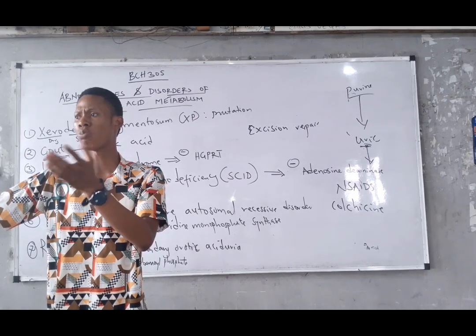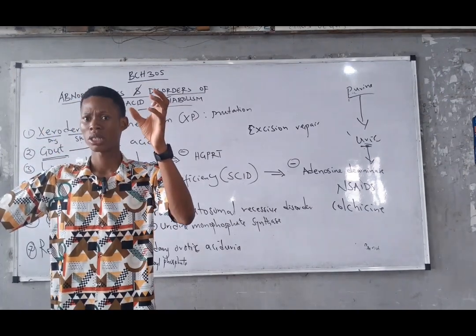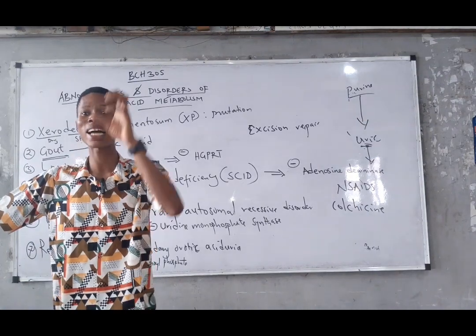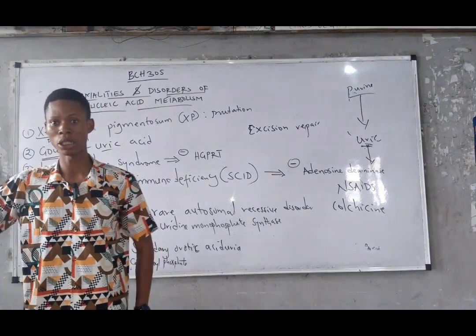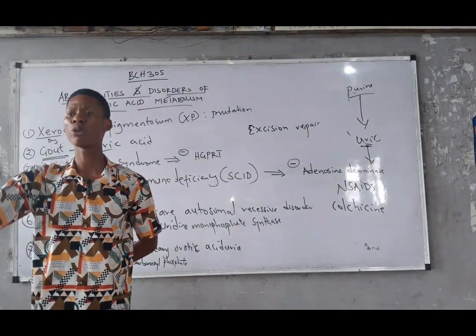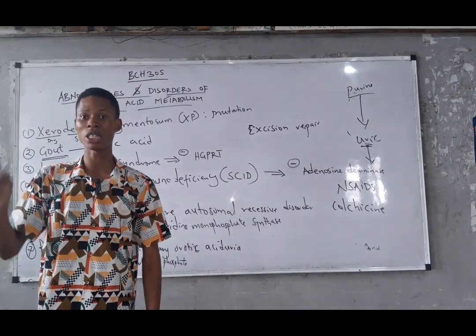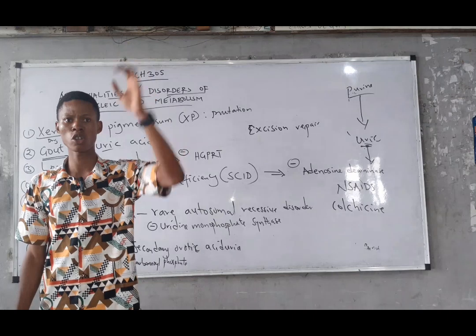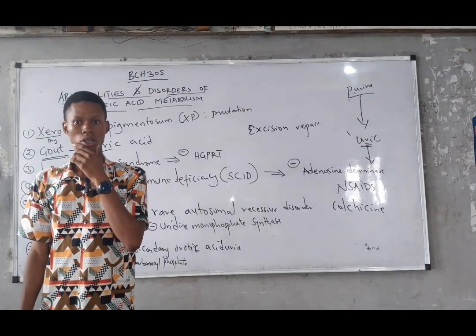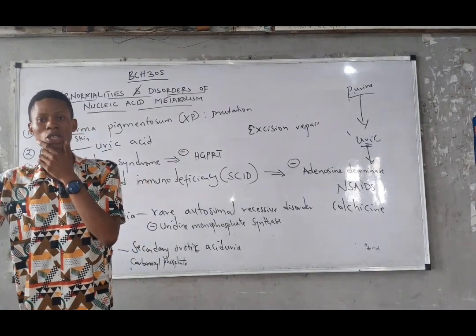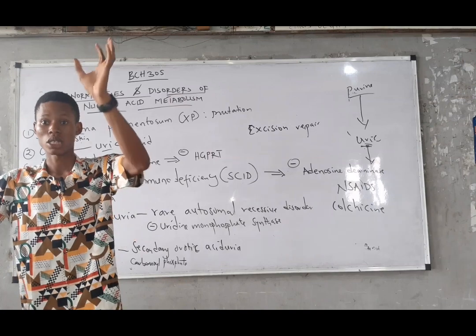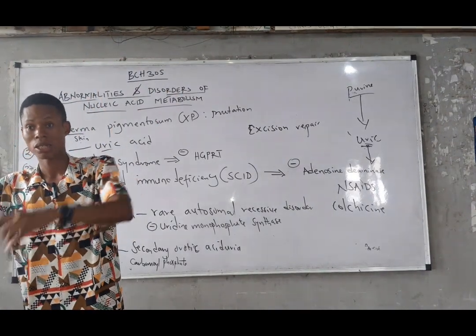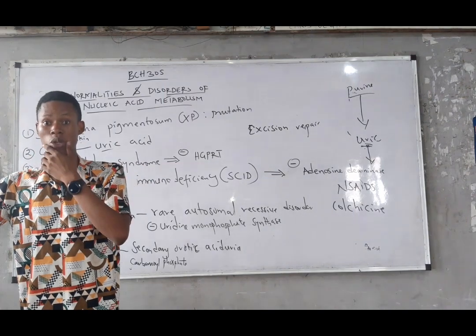Allopurinol. We already know allopurinol inhibits what enzyme? Xanthine oxidase, right? And xanthine oxidase is the last enzyme in the breakdown of purine, is it not? So allopurinol is a chemotherapeutic agent that is used to prevent that last step. What's the last step? Conversion of what to what? Hypoxanthine to xanthine, and xanthine to what? Uric acid.